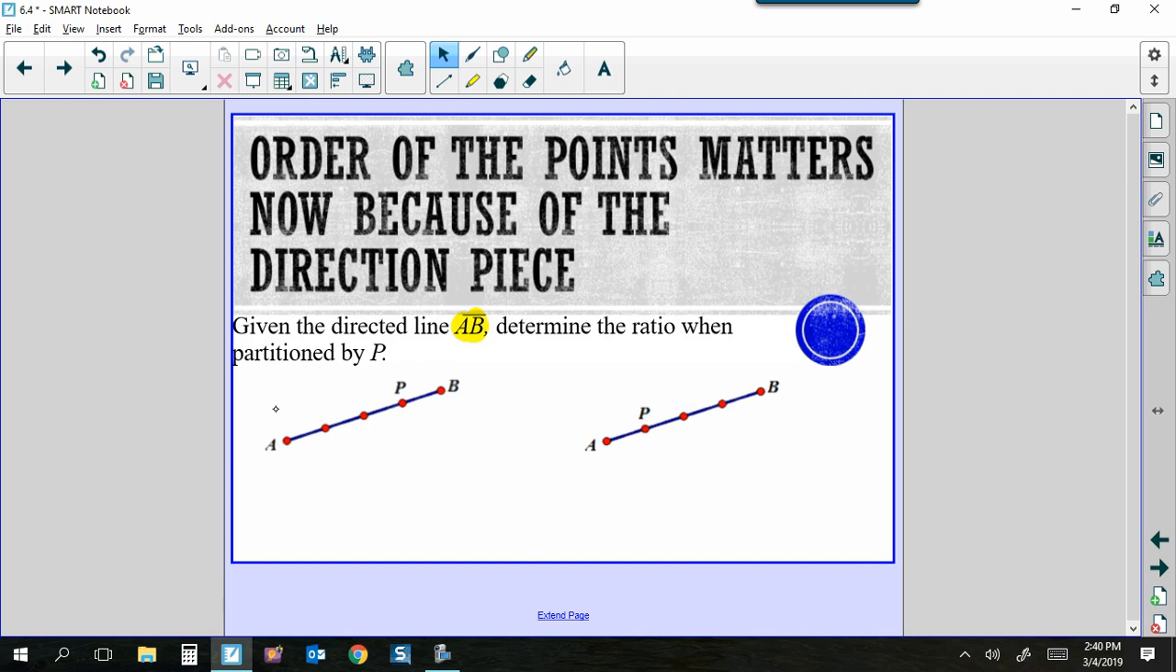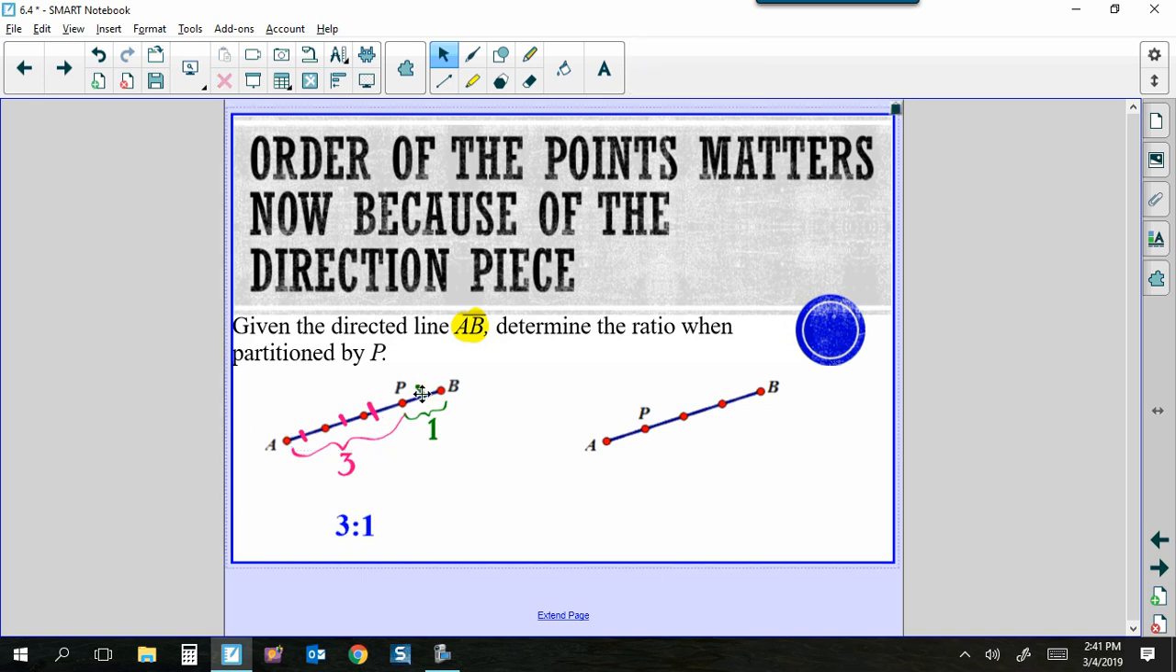Looking here, going from A to B, it's asking what P is splitting this segment into. If you look, we have 1, 2, 3 pieces before we get to P, and just one piece after P. So we would say this is a 3-to-1 ratio. A 3-to-1 ratio is the same thing as saying the scale factor would be 3/4.